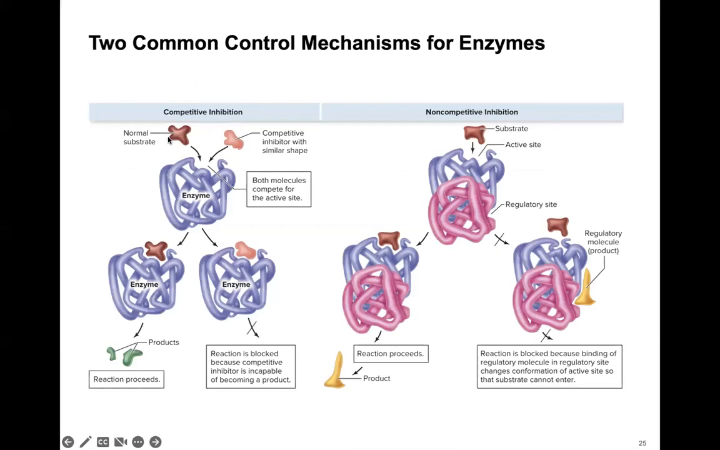So again, here is a competitive inhibitor. Here's the normal substrate, and here's the competitive inhibitor. The competitive inhibitor binds the same active site and the reaction is blocked. Here for the non-competitive inhibitor, we have the substrate binding to the active site, but in this case the inhibitor bound to an allosteric site, and the reaction is blocked because binding of the regulatory molecule in the allosteric site changes the conformation of the active site so that the substrate cannot bind either.